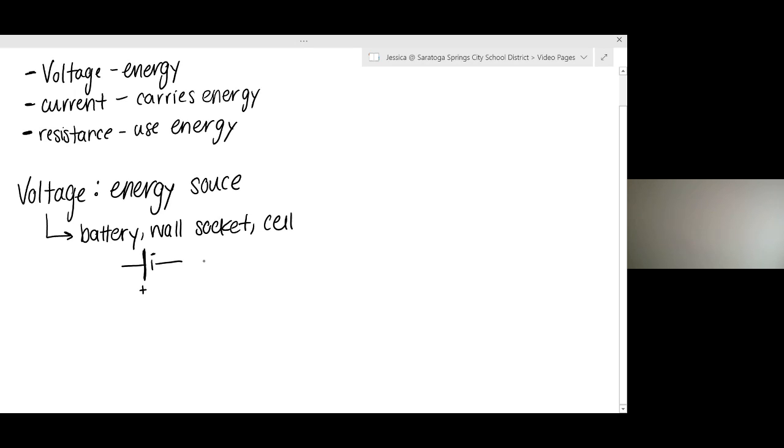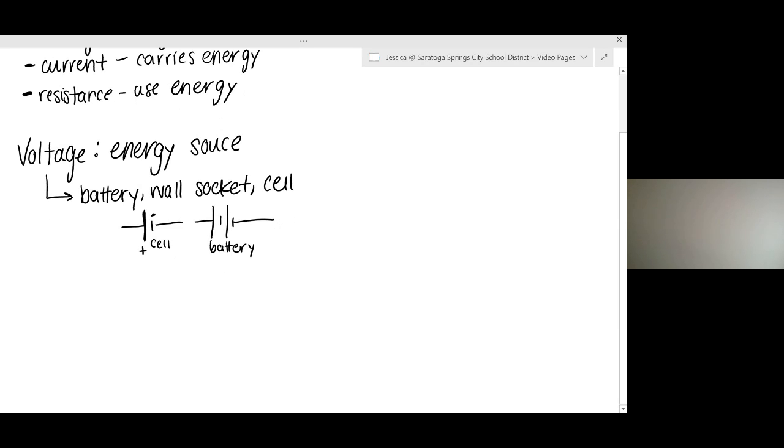Or sometimes we might see it drawn as this. This single one is a cell, and this is a battery. Batteries are usually many cells, and it's a good chance I messed that up, but they are interchangeable. And the long side is the positive side. The short side is the negative side.